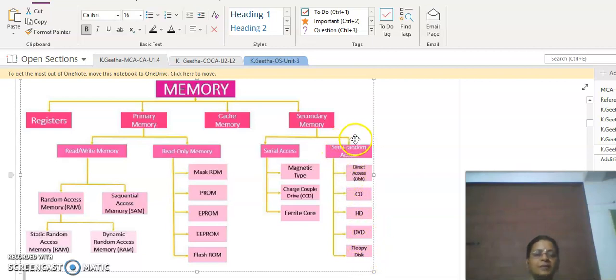Why is it called semi-random? You cannot access the content directly, so you cannot do a random access. At the same time, it is not sequential also, so it fits into the category semi-random.